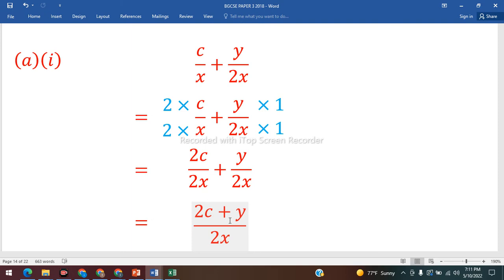Good. So you're on your way. Well on your way. So the key is to make the denominators the same.